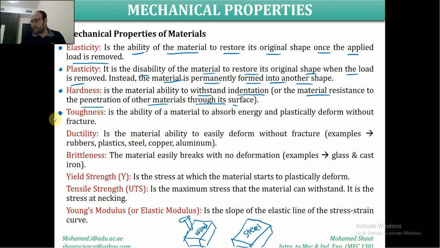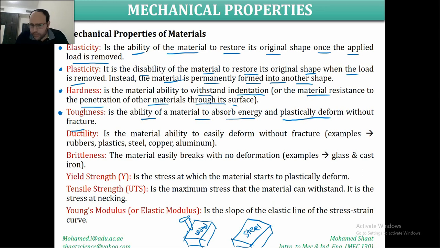Toughness is another measure. Toughness is the ability of the material to absorb energy. So as you can see, elasticity is the ability of the material to do something, plasticity is the ability or inability of the material to do something, and hardness is the ability of the material to do something. Toughness is the ability of the material to absorb energy and plastically deform without fracture. So what does this mean?